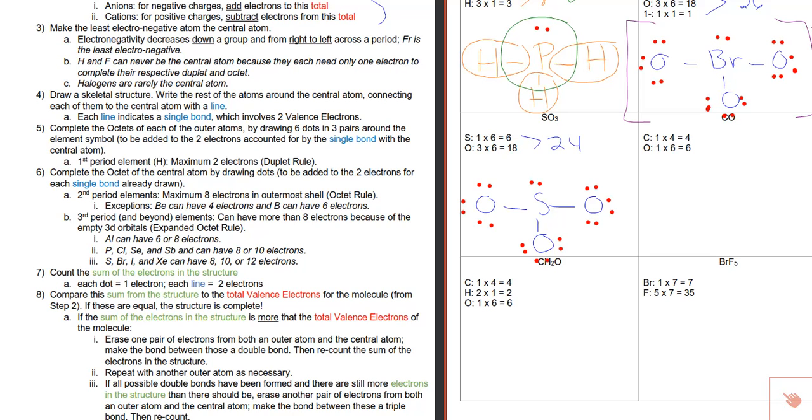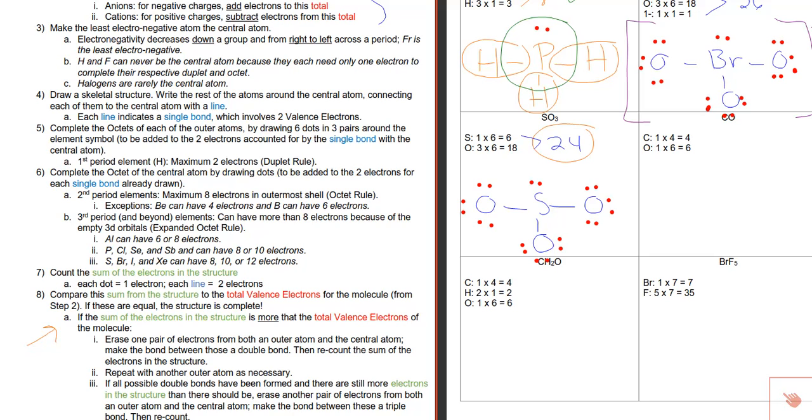I'm going to go ahead and count everything up. If I have 3 lines, each for 2 valence electrons, that's 6. And altogether here I have 20 dots. That gives me a total of 26. Well, I'm only supposed to have 24. So you'll see here in step 8a, if the sum of the electrons in the structure is more than the total valence electrons of the molecule, here's what you need to do.